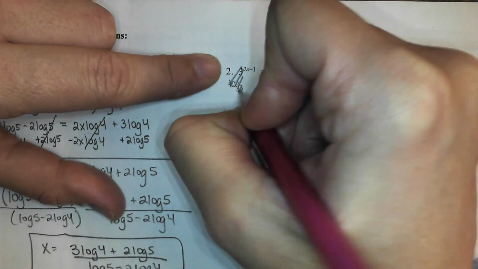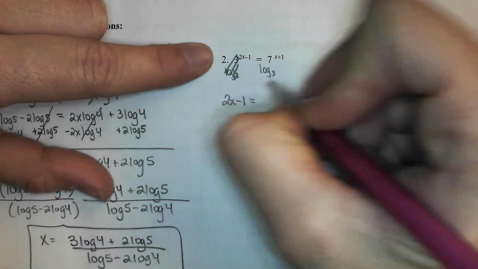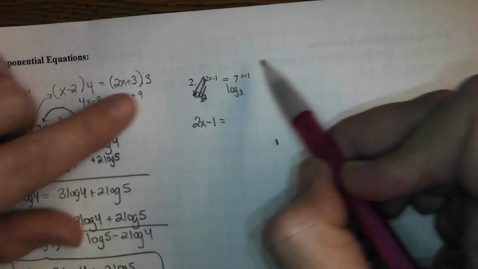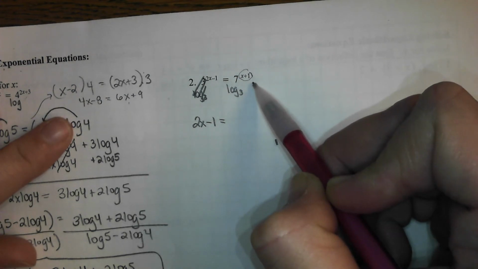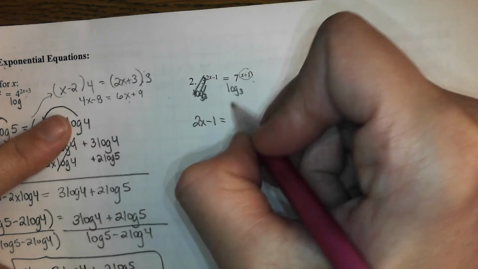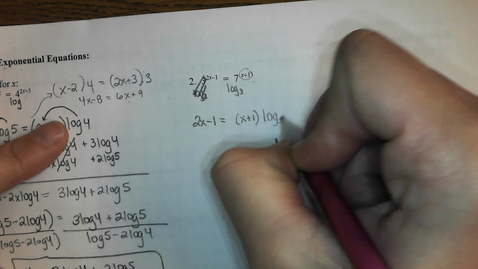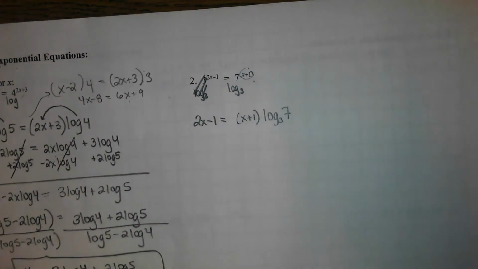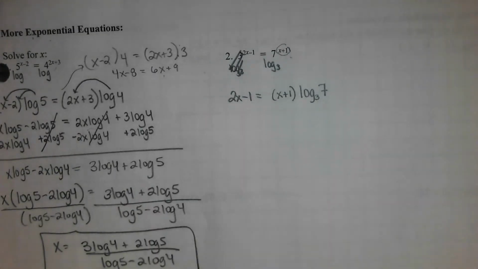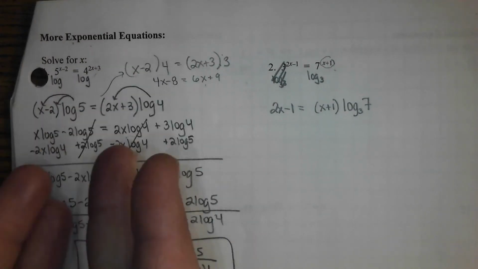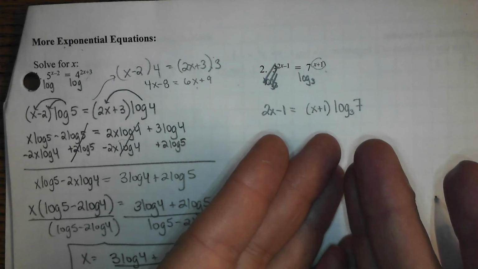And on the left side, that just cancels. So I have 2x minus 1 equals, now this exponent still comes out in front. Are you with me there? Bring your x plus 1 out in front. And we have log base 3 of 7. So just like we did as our next step here, we'd have to actually distribute that log base 3 of 7.